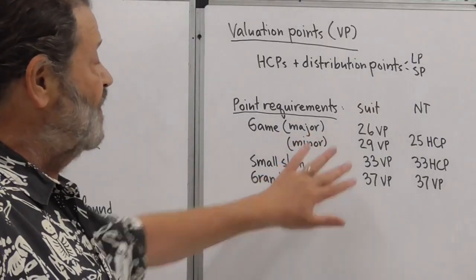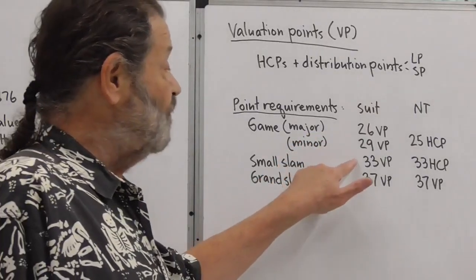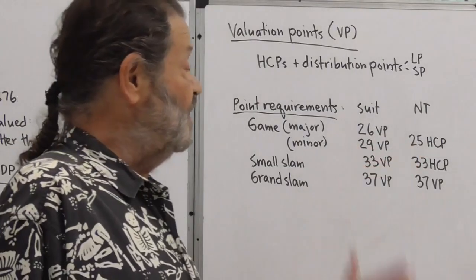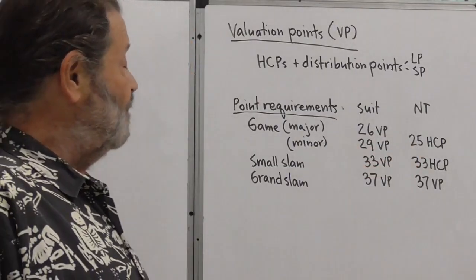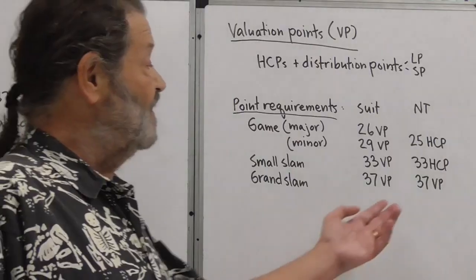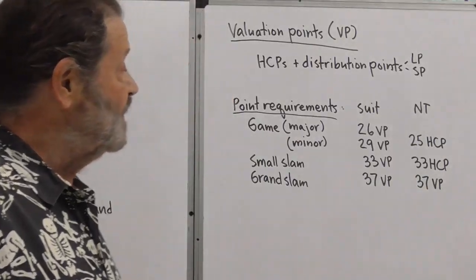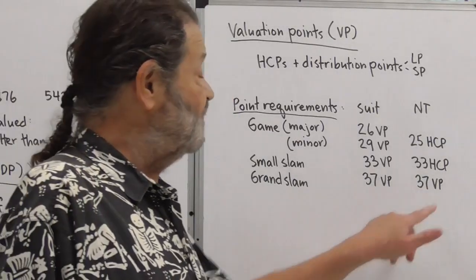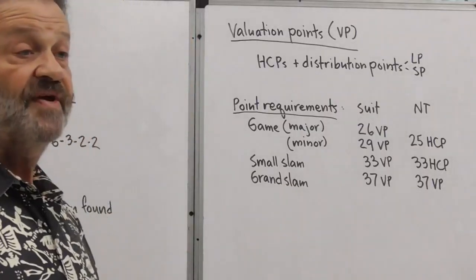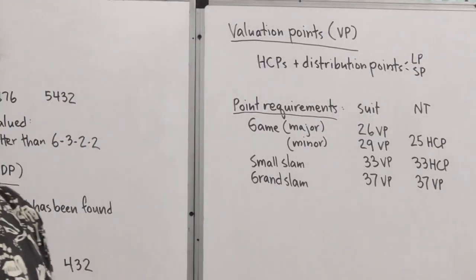These numbers probably derive from the idea that if you hold 33 high card points, you can't be missing 2 aces. So small slam at least has a chance. And here with 37 high card points, and this should say high card points here, we can't be missing even 1 ace. So that's it for today.